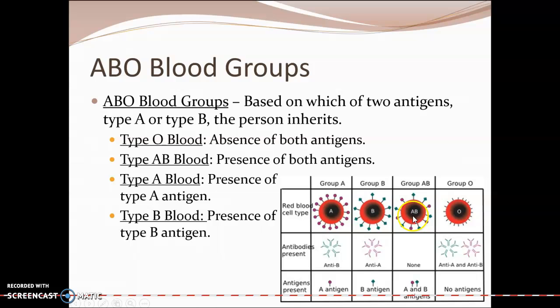They can receive anything, but you wouldn't be able to give it to anybody else because their antibodies would fight against it. Group A has A antigens, so you wouldn't be able to give it to group B or group O. You can give it to group AB though. Group B has B antigens, so you wouldn't be able to give it to A or O, but you can give it to AB. So just remember that antibodies fight against the antigen. If the blood type has the antigen of whatever antibody that cell has, then you don't want to give that blood to that person.